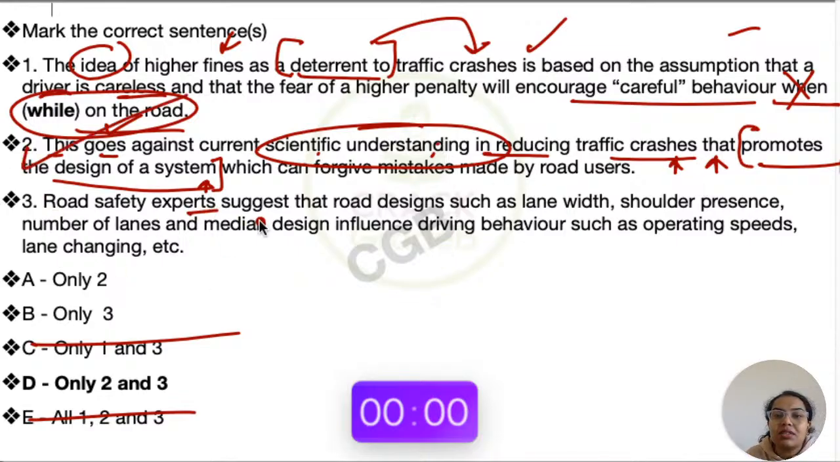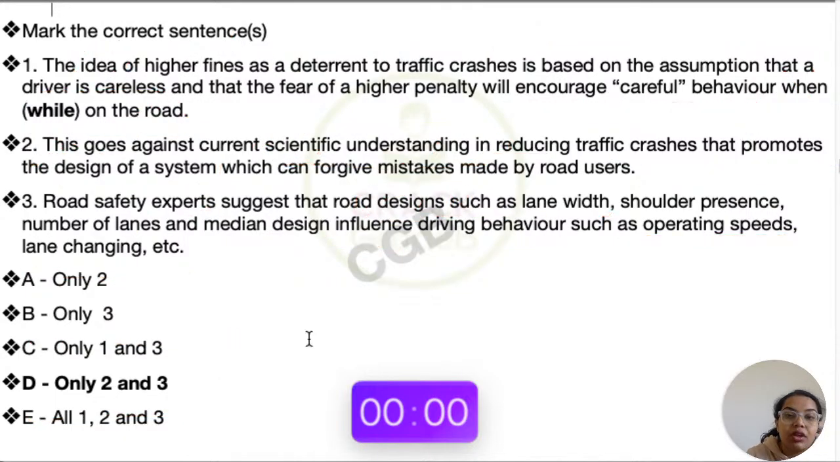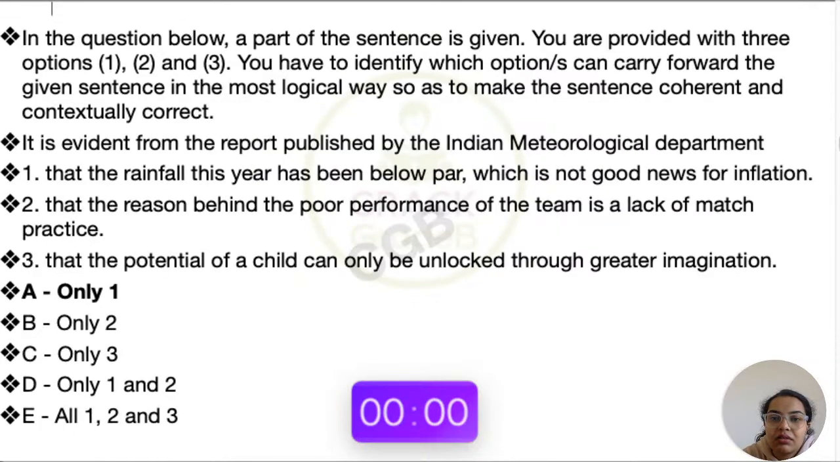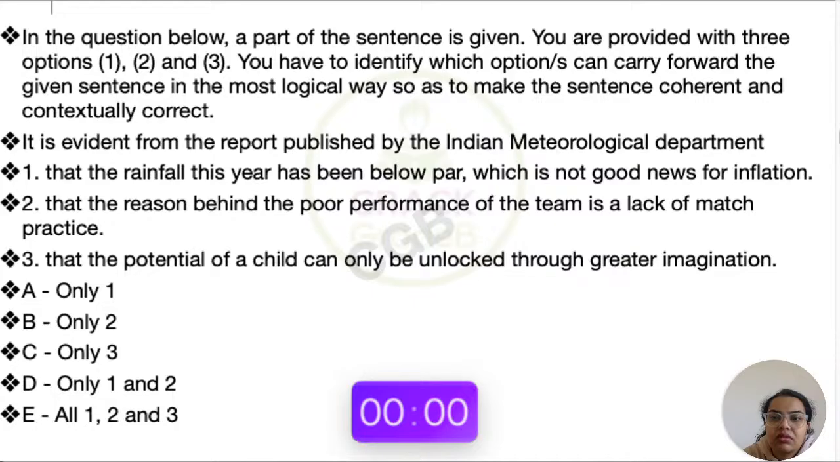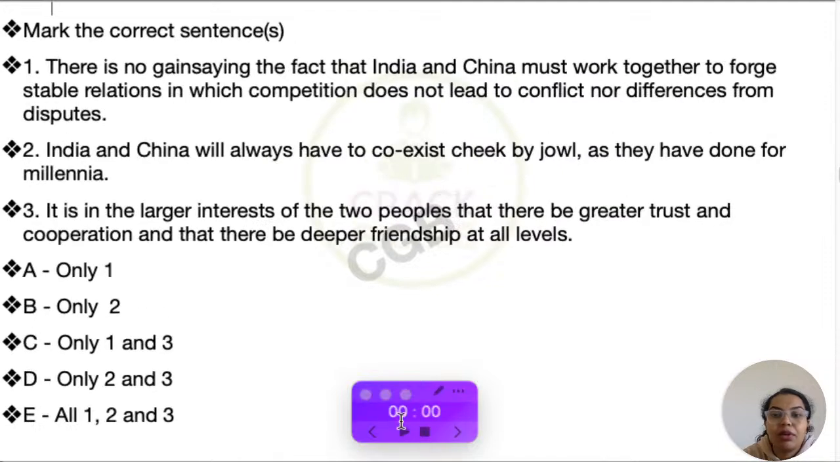Road safety experts suggest designs such as, before that the plural comes, with, presence, lanes, influence, other design. So they suggest that the designs influence, subject and verb, driving behavior such as operating speeds, lane changing, etc. Both are correct. Okay, that seemed strange. Let me check. I'm unable to get it. Maybe later.